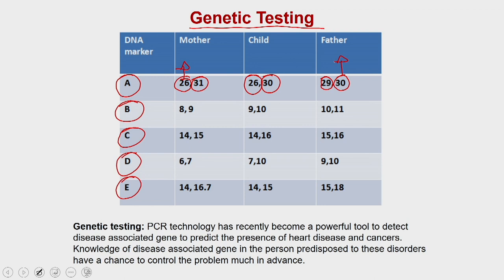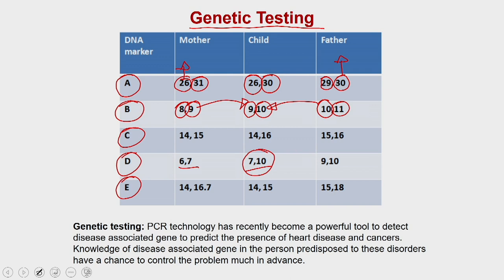Similarly, you can see that the mother has the marker for 8 and 9, whereas the father has 10 and 11, and the child has 9 and 10, which means the 9 it is getting from the mother and the 10 it is getting from the father, which means it is potentially a child of these two parents. Similarly, you can see all other combinations where the child is showing markers that are a mixture of these two parents. So PCR is a very, very powerful technology to detect diseases for genetic testing as well as for parental testing.